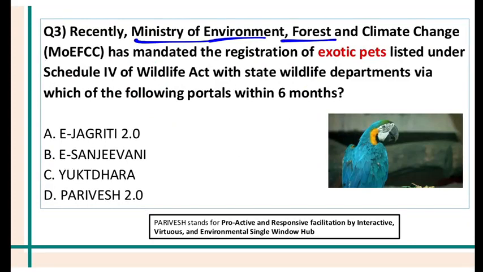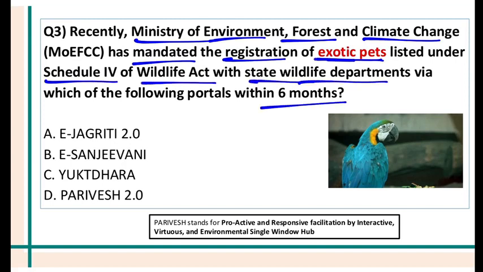The Ministry of Environment, Forest and Climate Change has mandated the registration of exotic pets listed under Schedule 4 of the Wildlife Act with the State Wildlife Department via which portal within 6 months? So if you have any exotic pet which is part of Schedule 4 of the Wildlife Act, you need to register your pet within 6 months. This portal is called the Parivesh portal, Parivesh version 2. What is the full form of Parivesh? Proactive and responsive facilitation by interactive, virtuous and environmental single window hub.